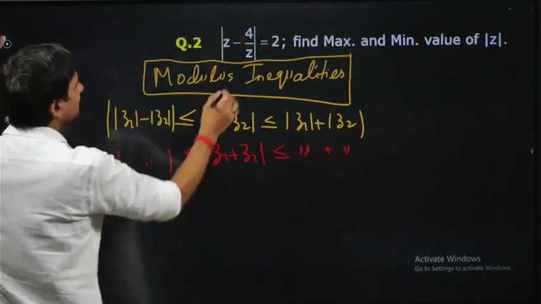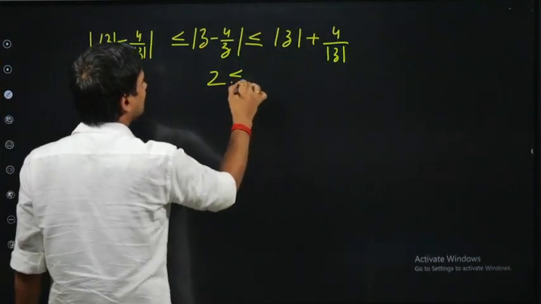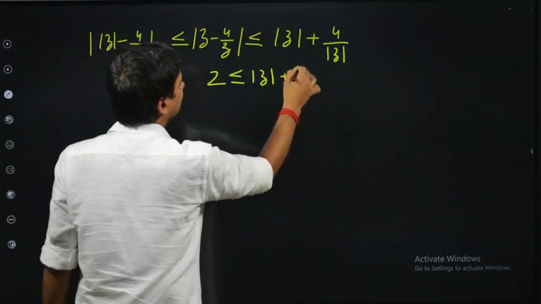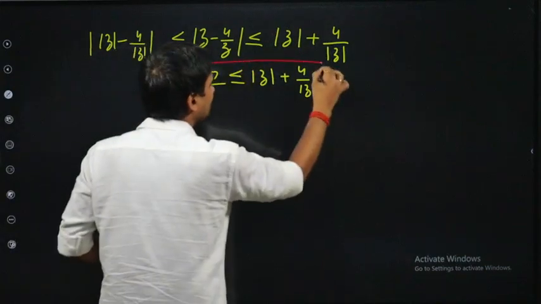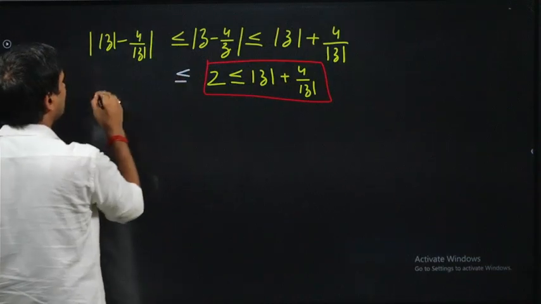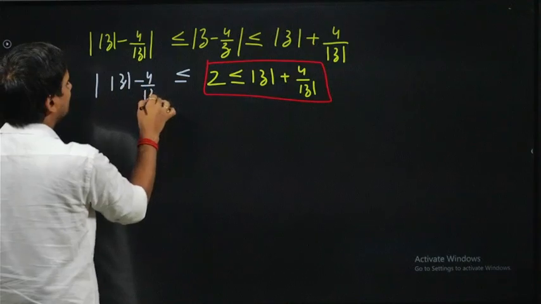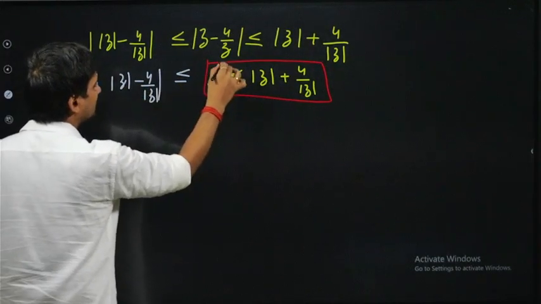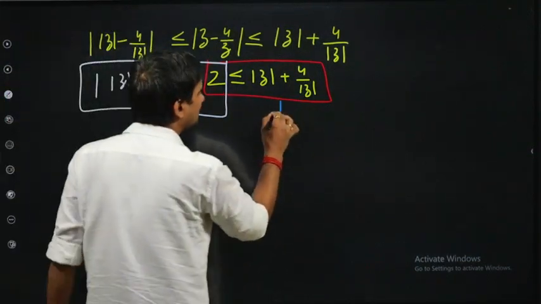Now this value is given. This mod is given to be 2. So just put the value. So 2 is less than or equal to mod z plus 4 by mod z. So this is one inequality, keep that in mind. And the other one is: this is greater than or equal to mod of z minus 4 by mod of z, whole within mod, and this is our other inequality. So starting with our red inequality, this one.